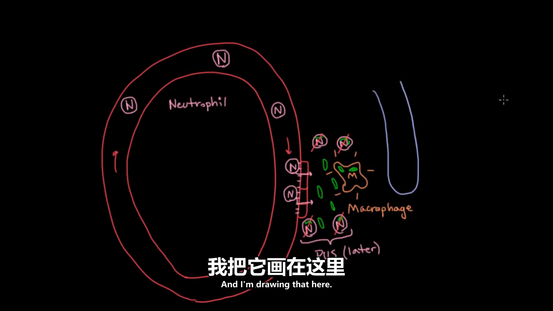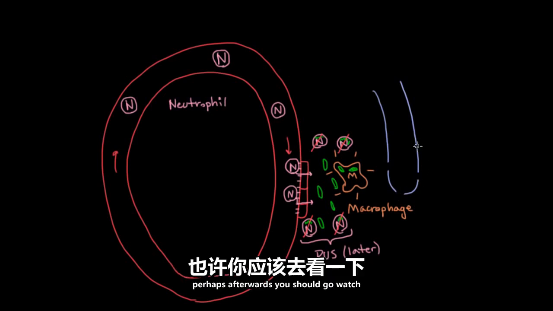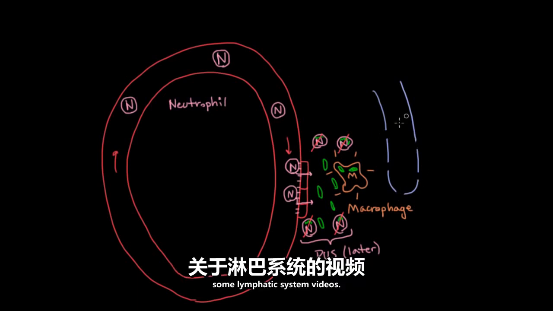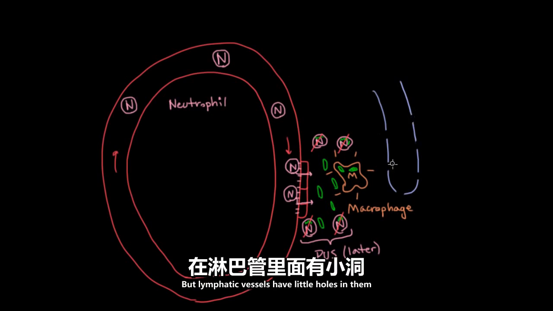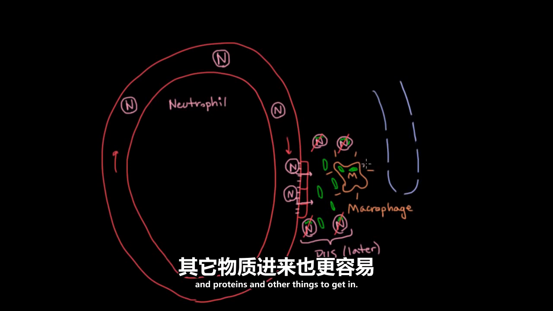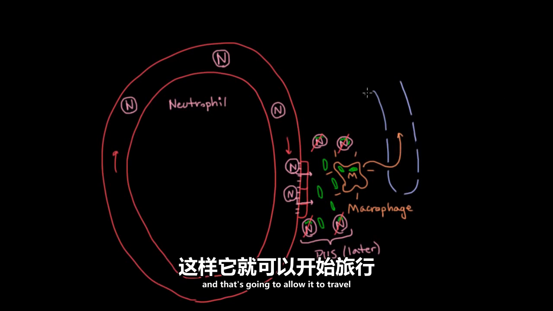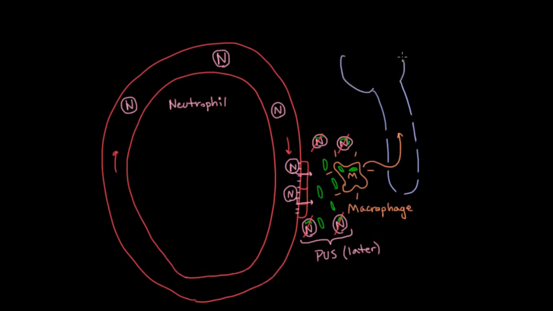And I'm drawing that here, and this is a lymphatic vessel. And if you're totally unfamiliar with this, perhaps afterwards you should go watch some lymphatic system videos. But lymphatic vessels have little holes in them that actually make it fairly easy for cells and proteins and other things to get in. So the macrophage is going to get into the lymphatic vessel, and that's going to allow it to travel to the nearest lymph node.